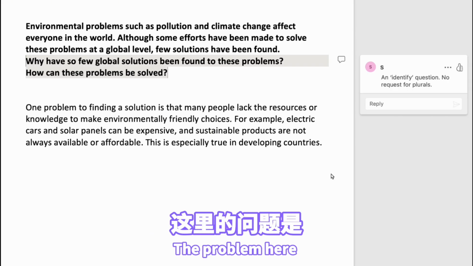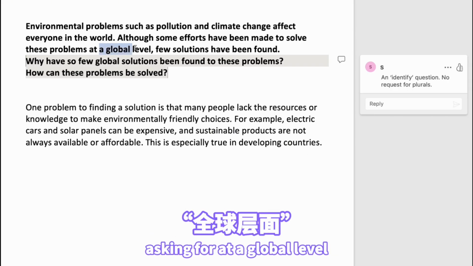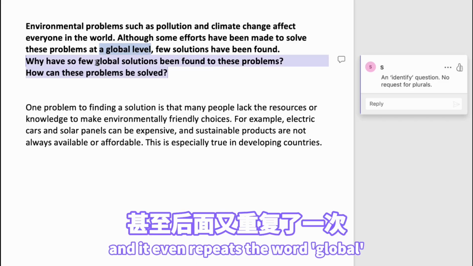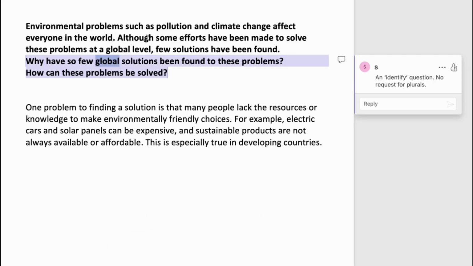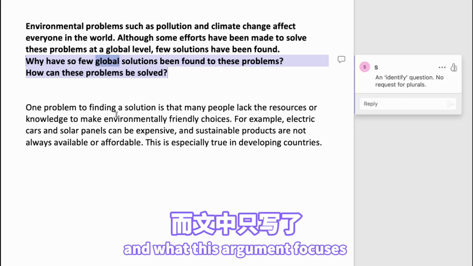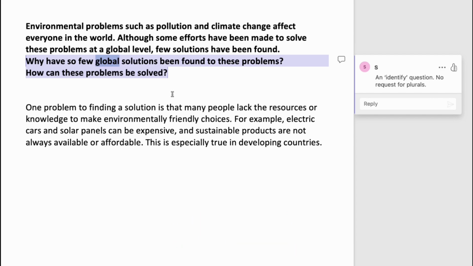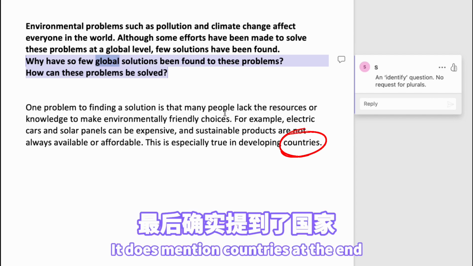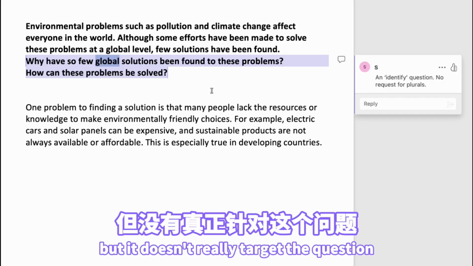The problem here is the question is very clearly asking for at a global level, and it even repeats the word global directly below it. So the question is really focusing on global action, and what that means is really cooperation between countries. And what this argument focuses too much on is individual actions, individual choices. It does mention countries at the end. It's not off topic, but it doesn't really target the question.